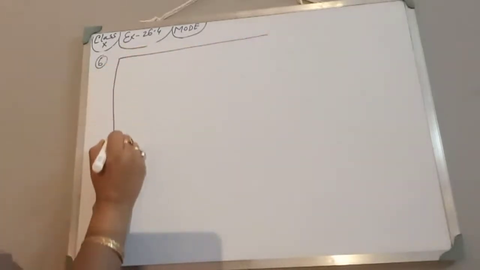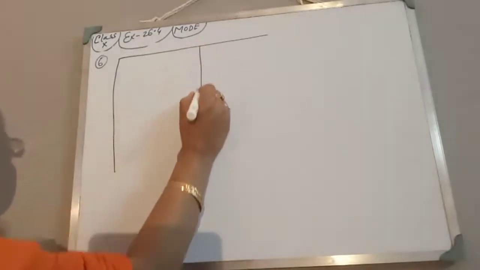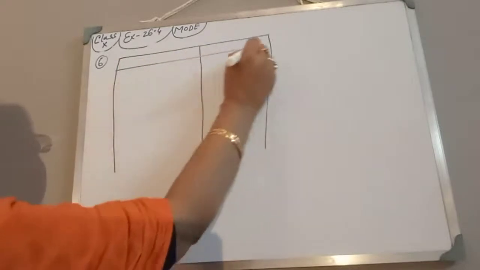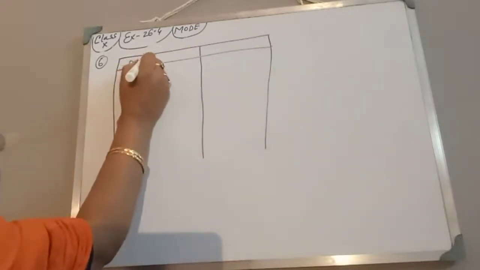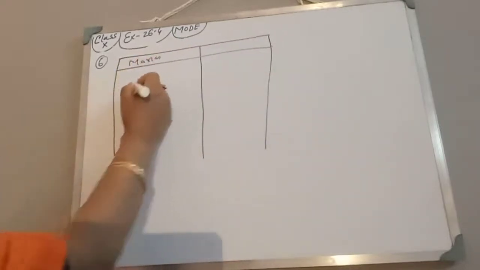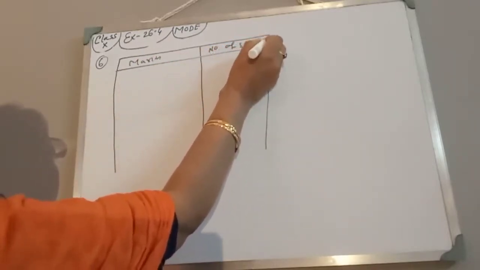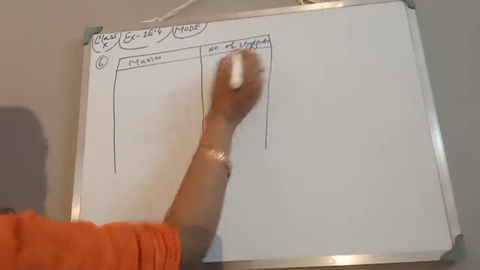Write the marks. At first, let us write the marks on the left hand side. It is given in the question, the number of students as frequency. We have to find the mode of this data. Now, let us write all the data in tabular form, like this: marks, and this is the number of students. Number of students means this is frequency.